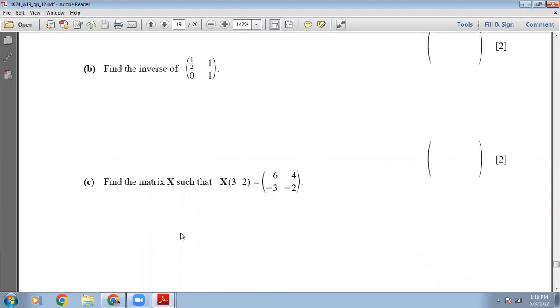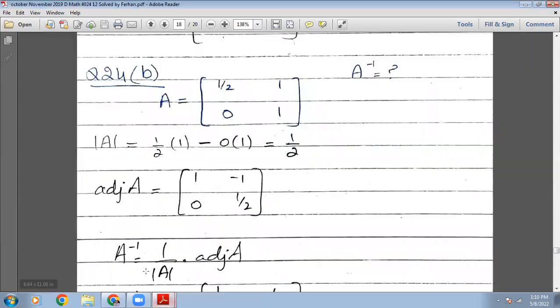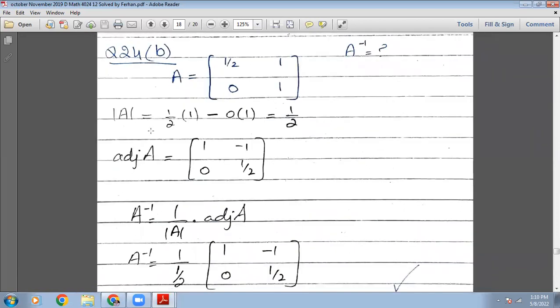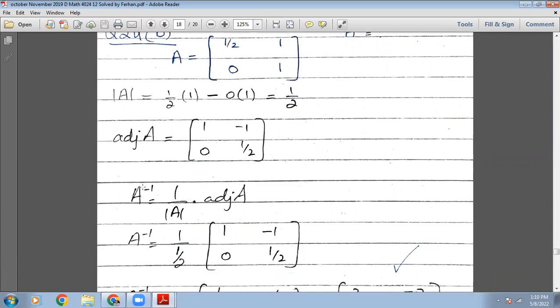Okay, so I will work on it. So let me show you my work. Okay, so here we have found the determinant. So it will become 1/2 minus 0. It will become 1/2. Adjoint, we change the position of these 2. We change the sign of these 2. So you will have 1 here, 1/2 here, -1 here, 0 here.